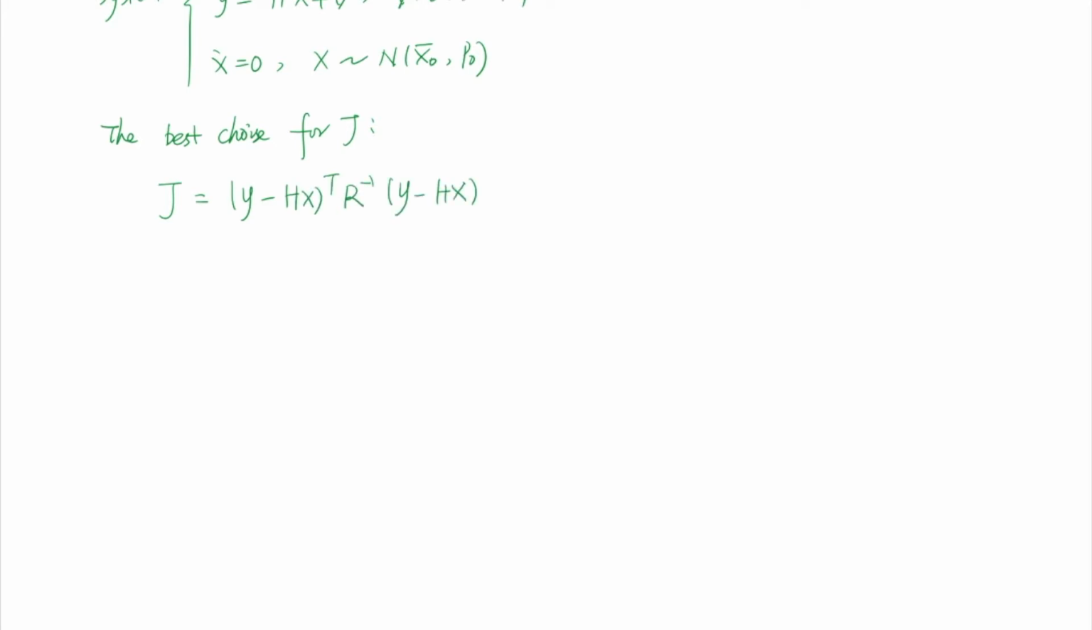Next, we want to find the best choice for J. First of all, let's recall the expression for the goal function. Here we are using R and P naught as the weight matrices. This makes sense since R and P naught are the covariances of the states. Therefore, their inverses represent the confidence we have in the states. For this reason, we can use them as the weight or confidence we have on the components of the J function.